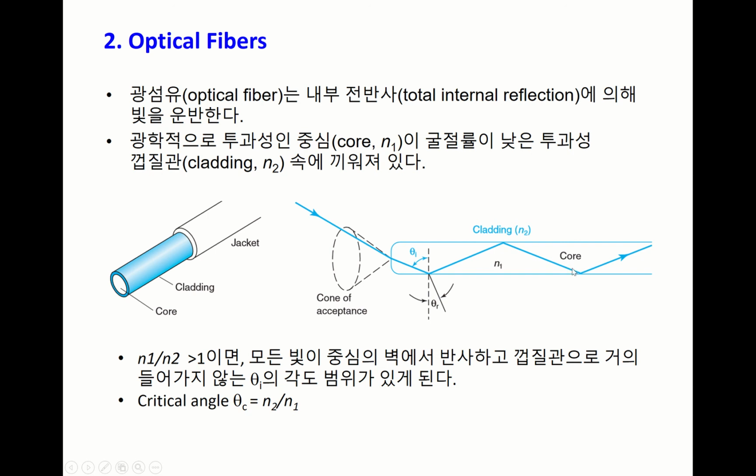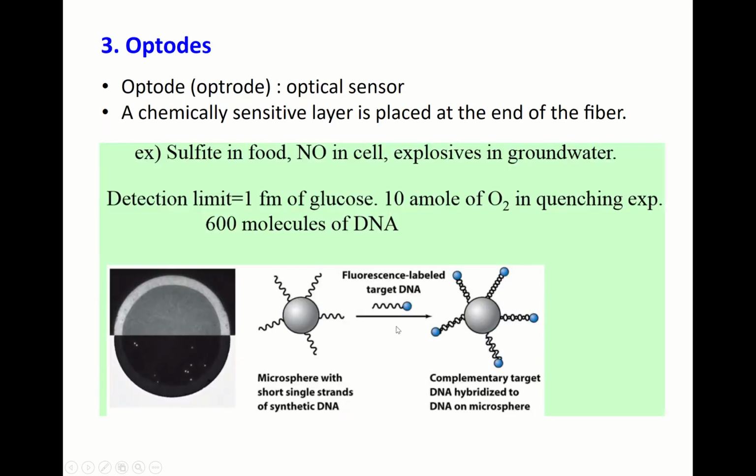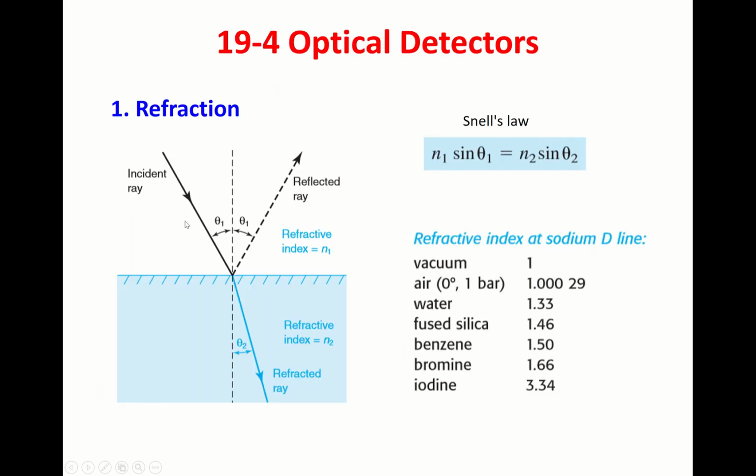Why? Because n1 is greater than n2. So that angle is the critical angle, defined by sine theta c equals n2 over n1. Yeah, this is quite easy to understand. Let's look at this one.